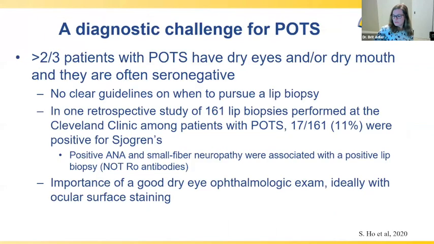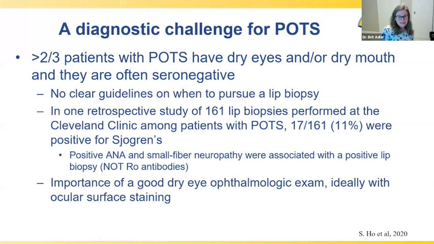And so this, of course, brings up a huge diagnostic challenge for POTS patients. More than two-thirds of patients with POTS have dry eyes or dry mouth, and they're often seronegative. They don't have Ro antibodies. And we know that autonomic neuropathy is an incredibly common complication in Sjögren's. And so the question is always, when do we do a lip biopsy and pursue this Sjögren's workup for a POTS patient? And there's really no clear guidelines.